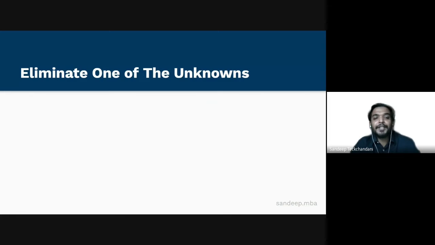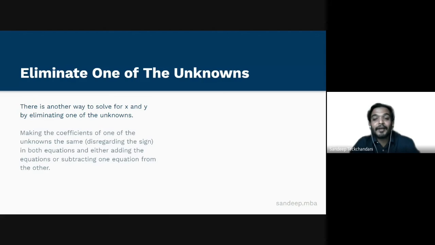There is another way to solve for x and y by eliminating one of the unknowns. This can be done by making the coefficients of one of the unknowns the same, disregarding the sign in both equations, and either adding the equations or subtracting one equation from the other. Let me explain this with the help of an example. Say I have two equations, 6x plus 5y is equal to 29 and 4x minus 3y is equal to minus 6. I will multiply equation 1 by 3.